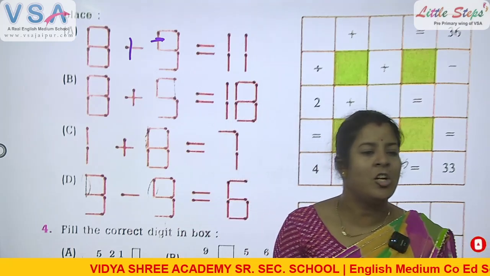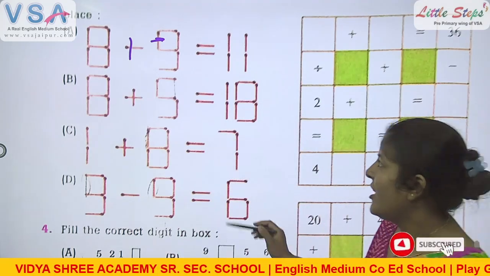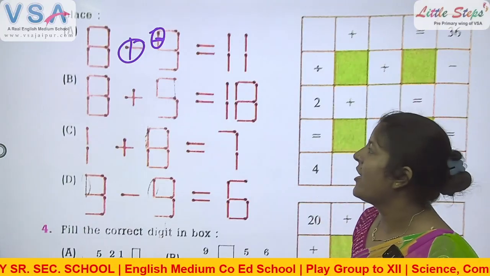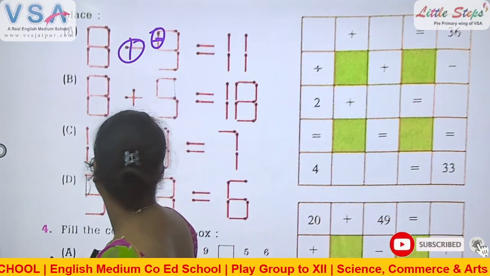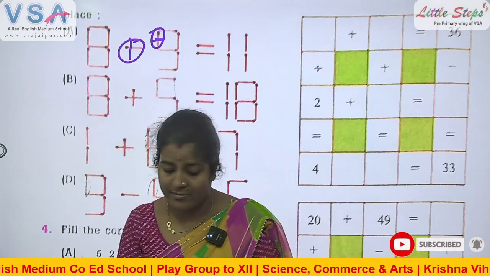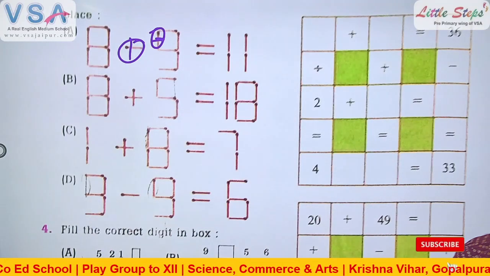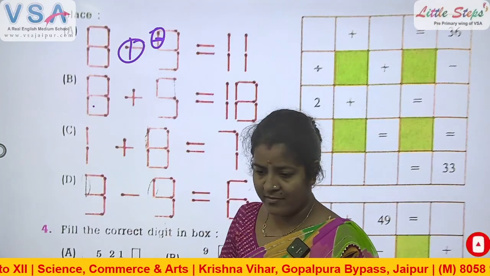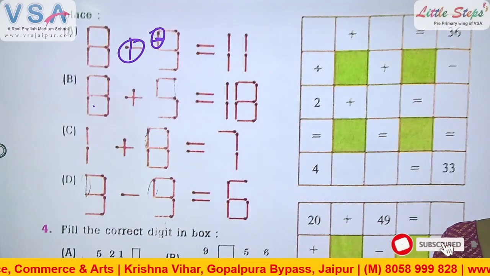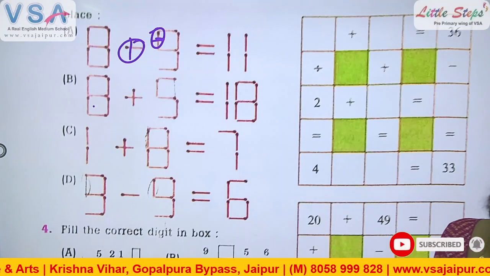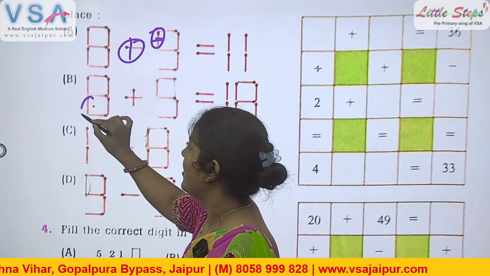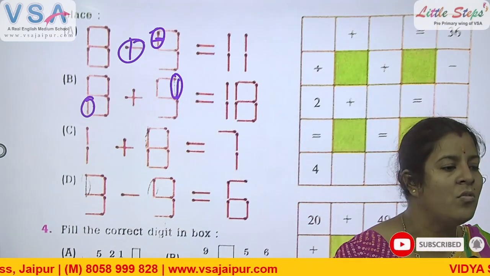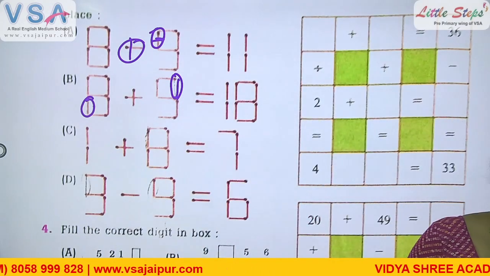So 8 plus 3 equal to 11. Then the next is 8 plus 5 equal to 18. So which stick do we remove on this side? Which stick? This one? This stick is removed, and write 9 on this side. So 9 plus 9 equal to 18.